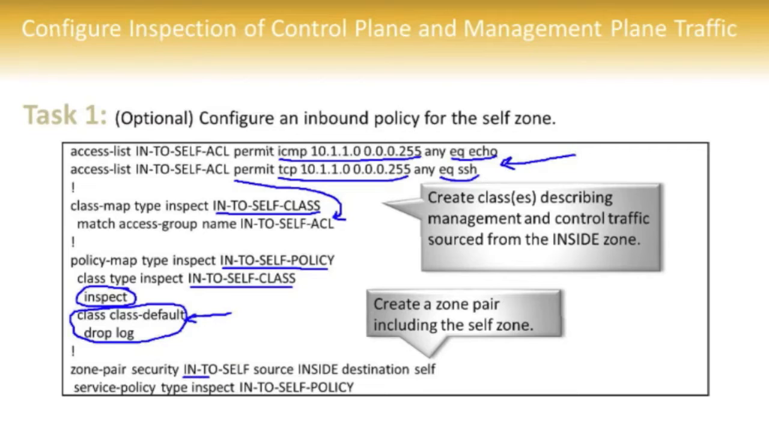We now create a new zone pair called into-self. We source the traffic, of course, from the inside, the zone pair, excuse me. We source inside to the self zone. And I like how they put that in all lowercase because it was actually created by the system. And then we tie in the service policy. The service policy that you can see we tie in here is the into-self policy. Wow, so simple. So amazingly simple.